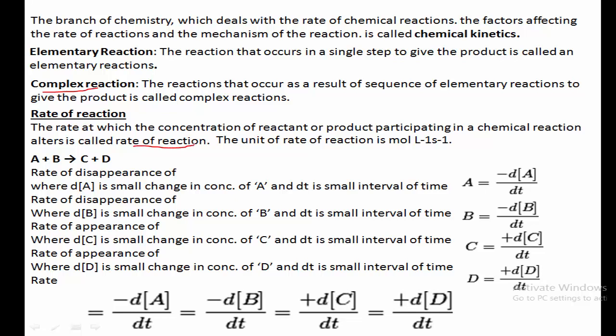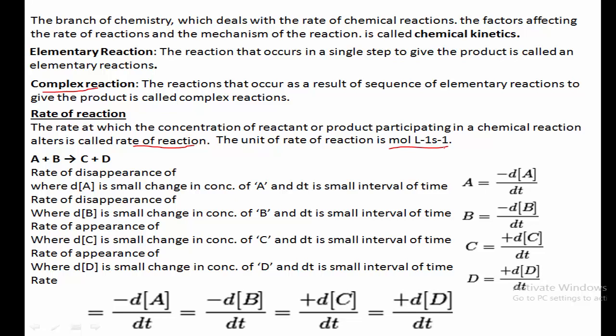Means during a reaction, as you know, the concentration of reactant decreases and the concentration of product increases, and at which rate or at what velocity that process will take place can be explained by using the term rate of reaction. And the unit of rate of reaction is mole per liter per second or mole per liter per time. If they have given time in seconds, then we will write it as mole per liter per second.